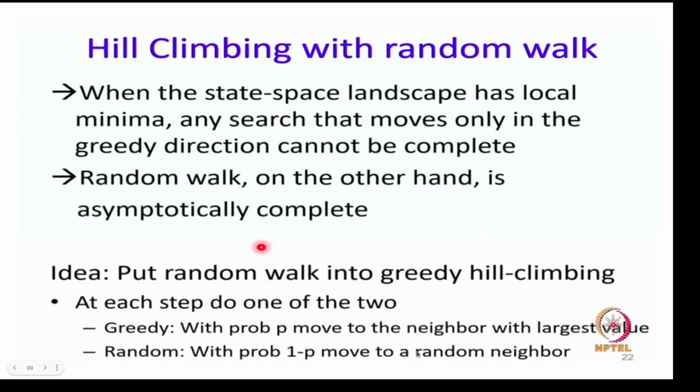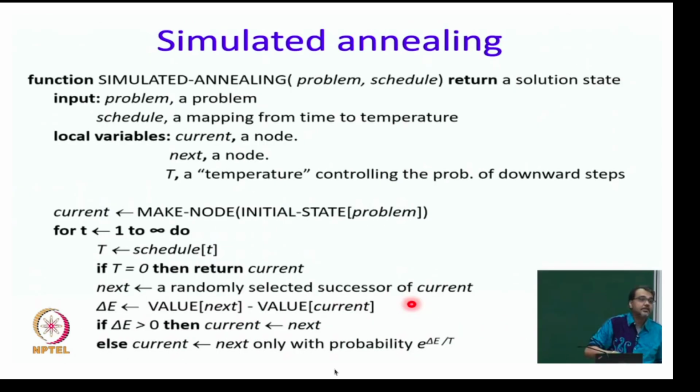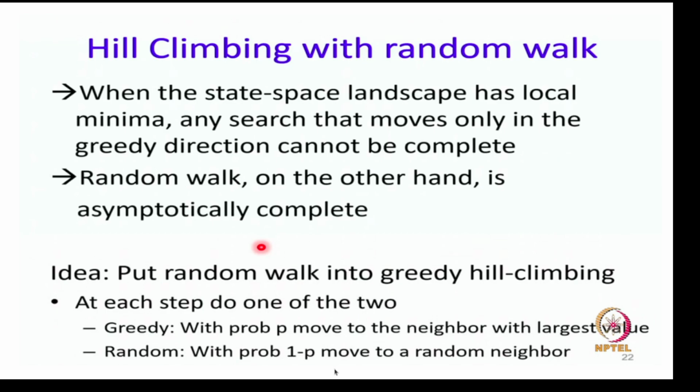And this is why this randomness has been incorporated here. With probability p you take your greedy action, but with probability 1 minus p you take a random neighbor. This was the extra step here, if you see. So how does hill climbing with a random walk algorithm look?